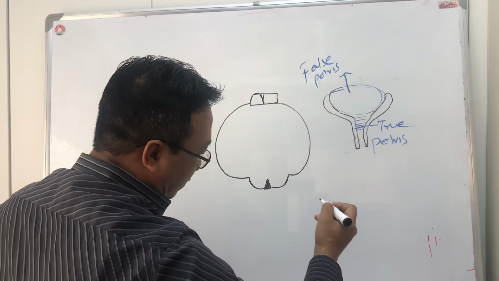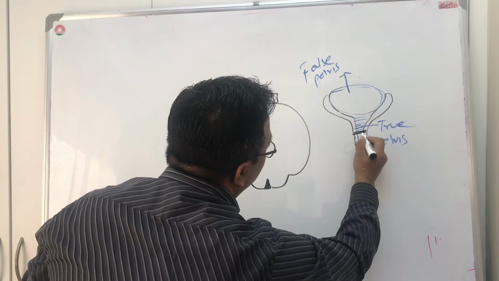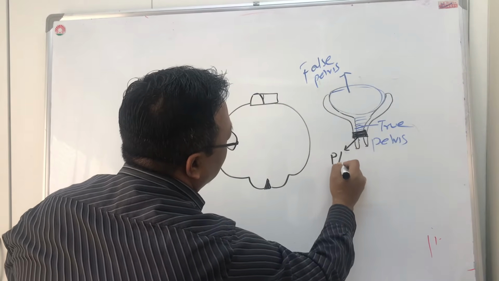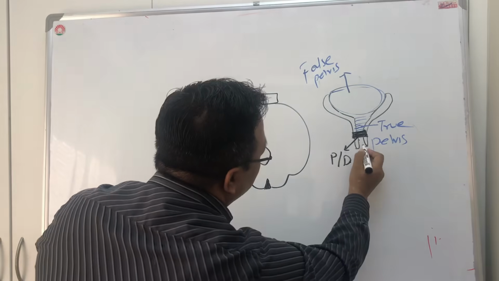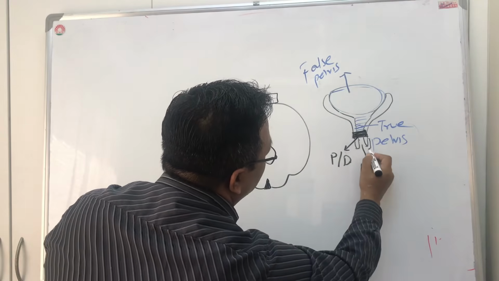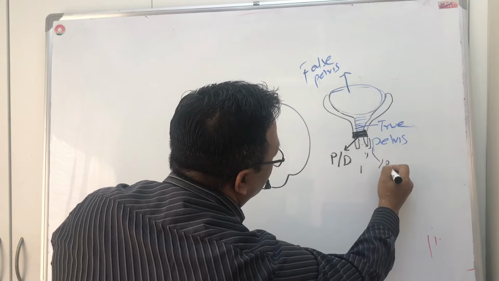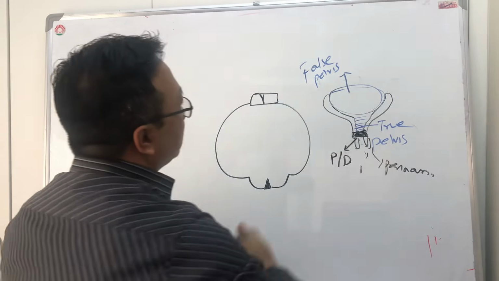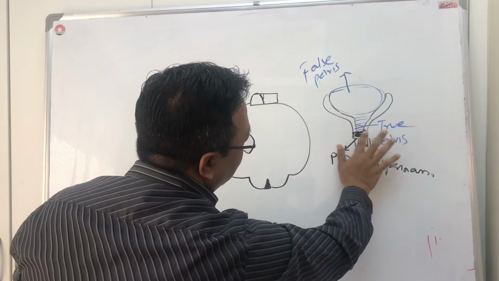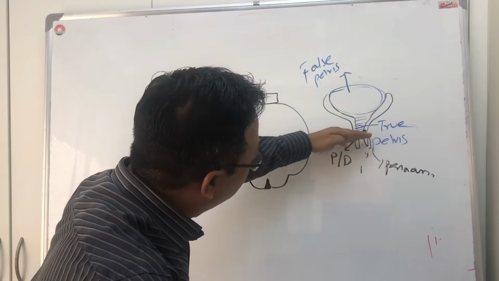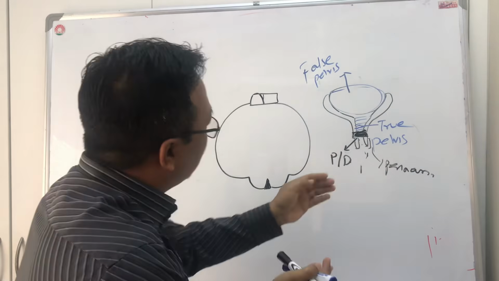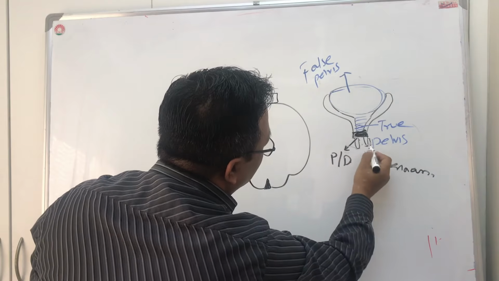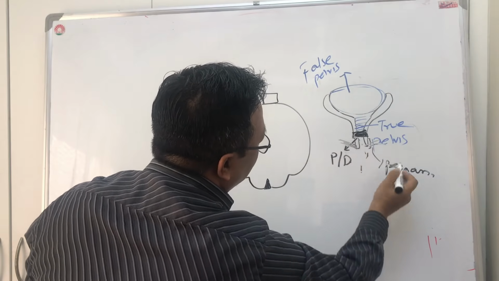Then below this true pelvis is the pelvic diaphragm. And below the pelvic diaphragm, the rest of the part is called the perineum. So we are concentrating today on the pelvic diaphragm. So this is the false pelvis, then below is the true pelvis, then the pelvic floor or pelvic diaphragm, which is a gutter kind of thing. And below the pelvic diaphragm, all these muscles come under the perineum.